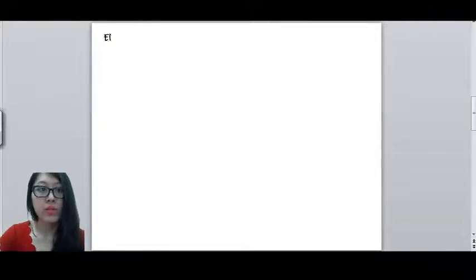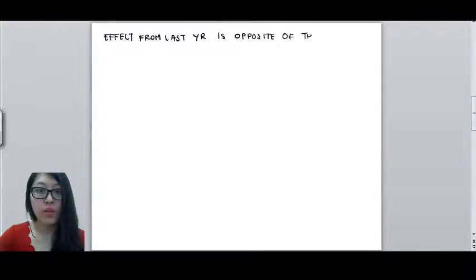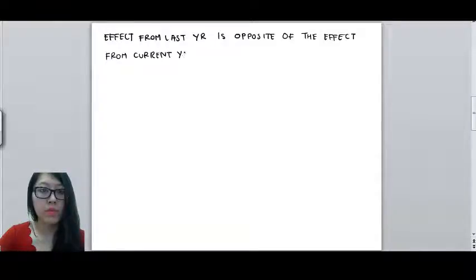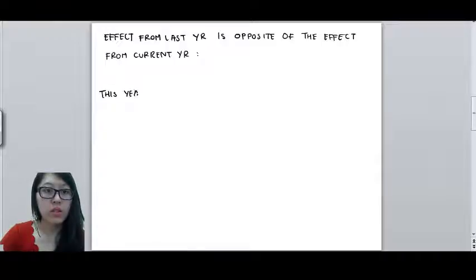Now here's a note to consider. The effect from last year is opposite of the effect from current year. This year's total expense or income. Okay, either way the method is still the same.